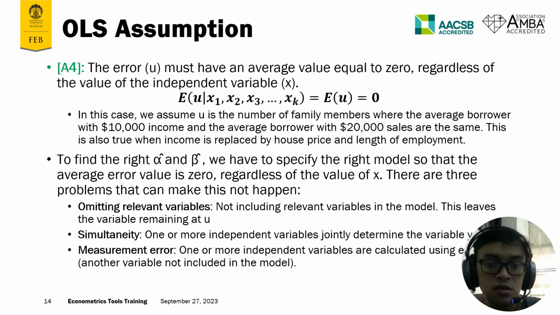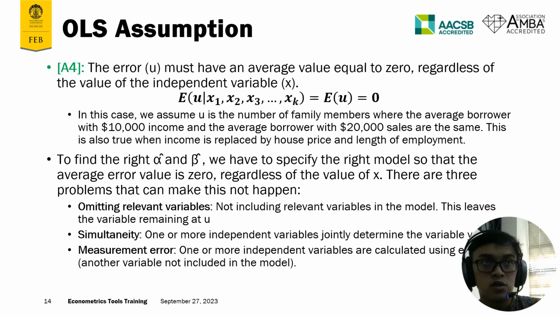And then sometimes, since we have some variables, there is some condition where maybe the average error is not zero. Why can it happen? There are at least three most common reasons why the expected error is not equal to zero. The first one is omitting a relevant variable. So it is important for us to not forget the relevant variables.